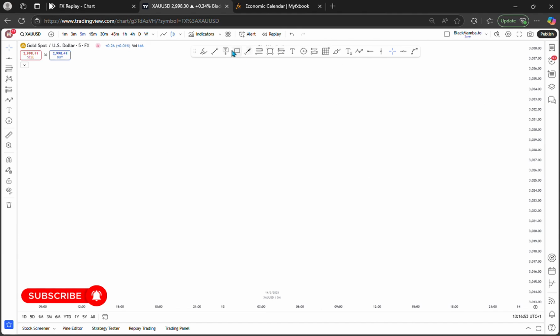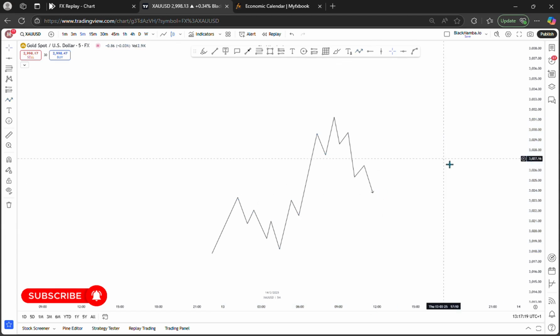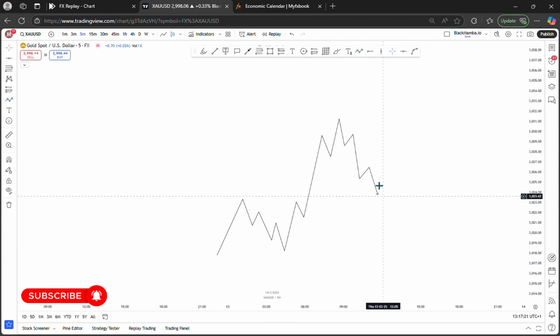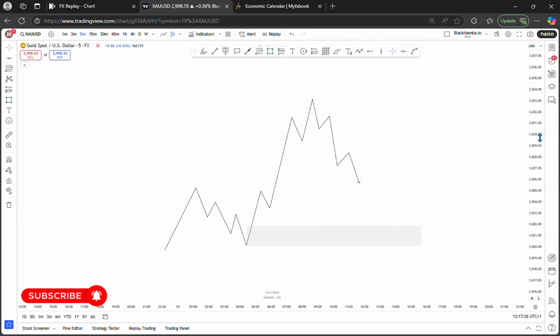Let's take, for instance, we have structure like this and we have something like this as well. Price kept pushing to the downside like this. Let me stop here. So let's take, for instance, we have structure like this and I have my POI here that I'm looking to take trade off from. I have this as my inducement and I'm looking to buy from here.